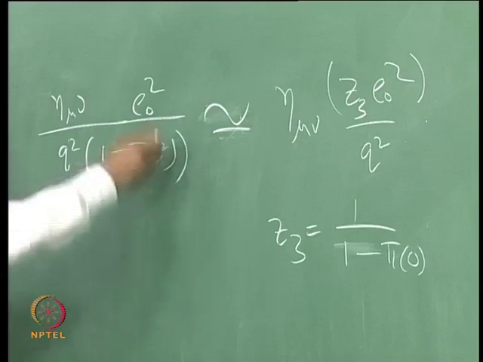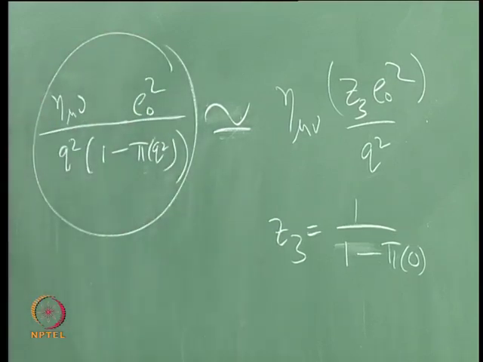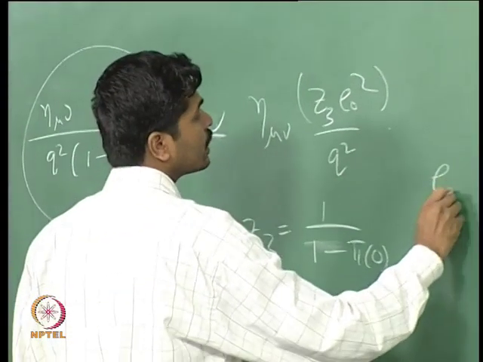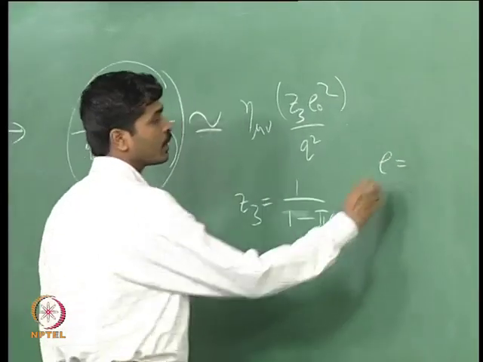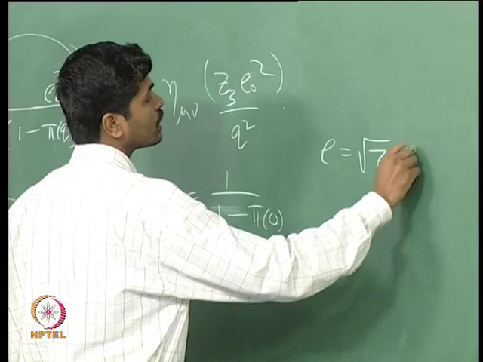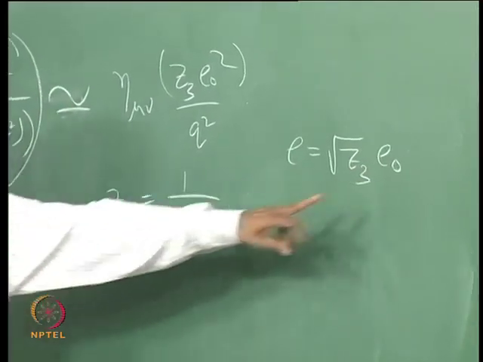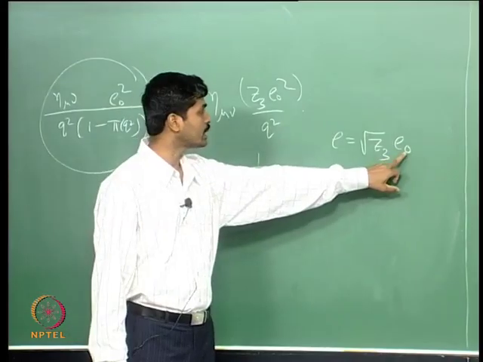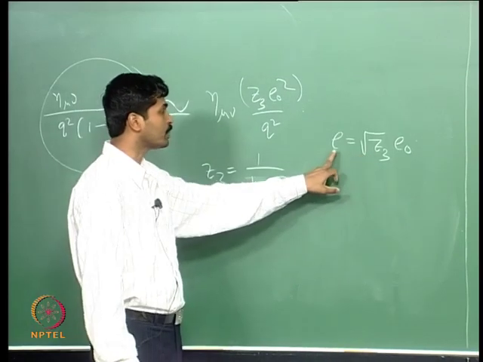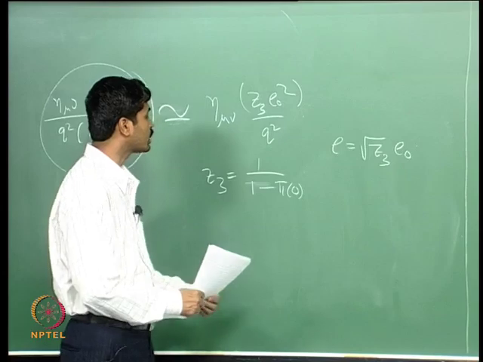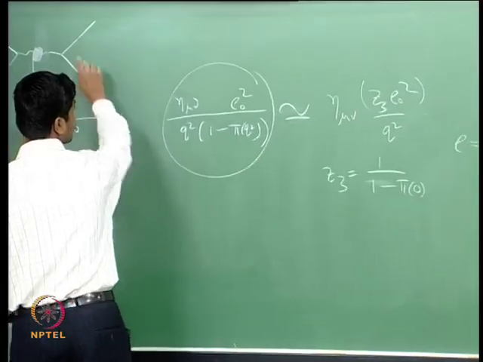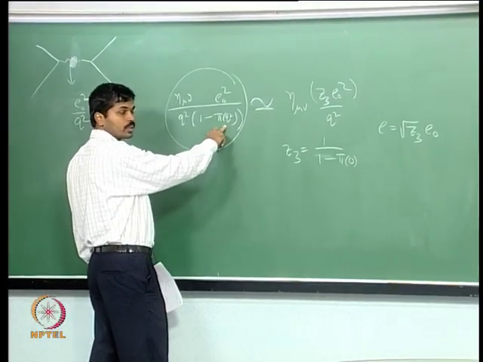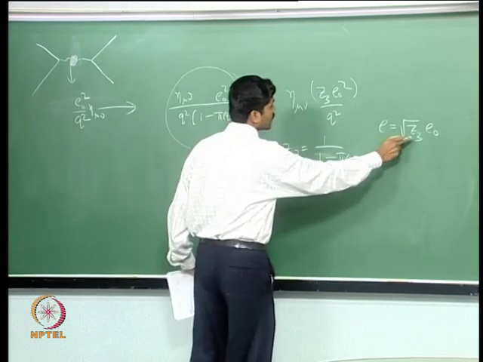So, the role of this term basically modifies the charge of the electron, it renormalizes the charge of the electron, and e0 is replaced by e, which is given by the square root of Z3 times e0. e0 is known as the bare charge of the electron, e is the physical charge of the electron, and the bare charge times the square root of Z3 gives the physical charge. Any physical process sees only the physical charge of the electron, and all these quantum corrections are encoded in this term pi of q squared, or in the term Z3 here.